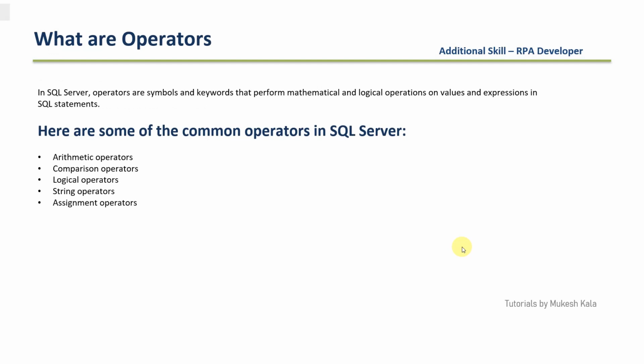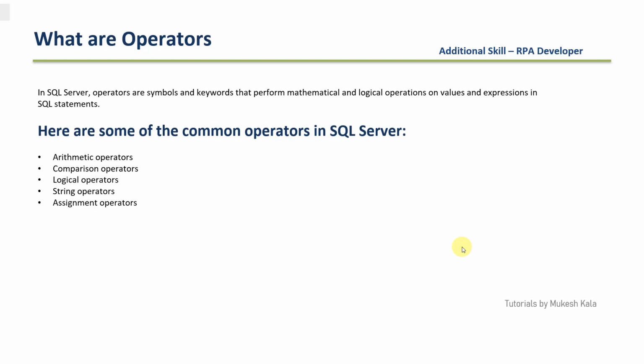What exactly are these operators? In SQL Server, whenever I say operators, these are some symbols like plus, minus, or keywords like and, or, that perform mathematical and logical operations in a SQL statement. Think of it like this: I have a set of data and I want to know the total. I want to know the difference. I want to club some data. I want to do some logical operation, or I want to perform some mathematical operation. I would always require something. That something is called operators.